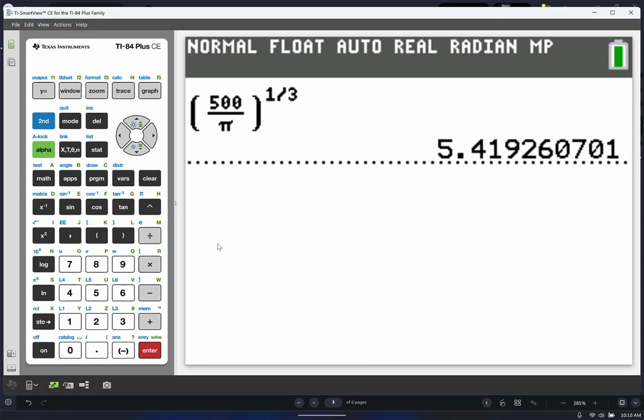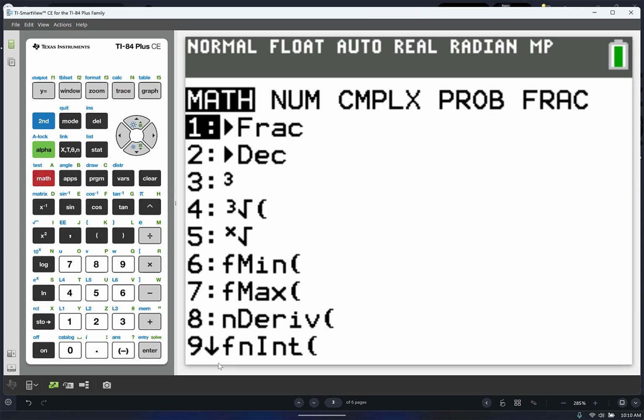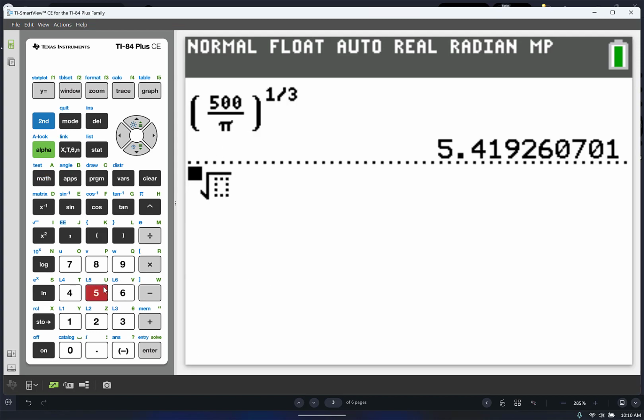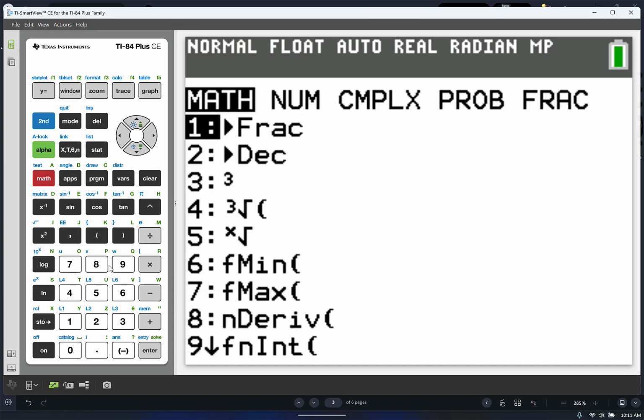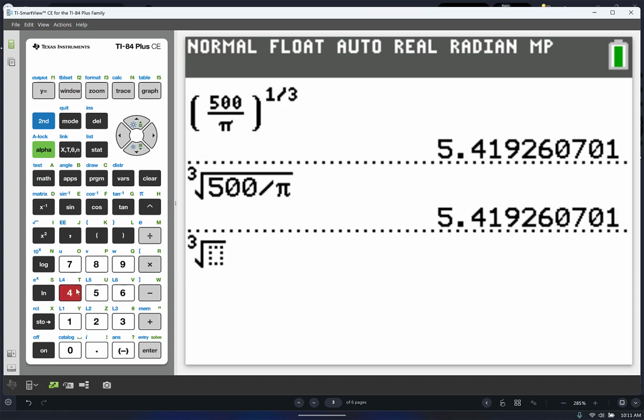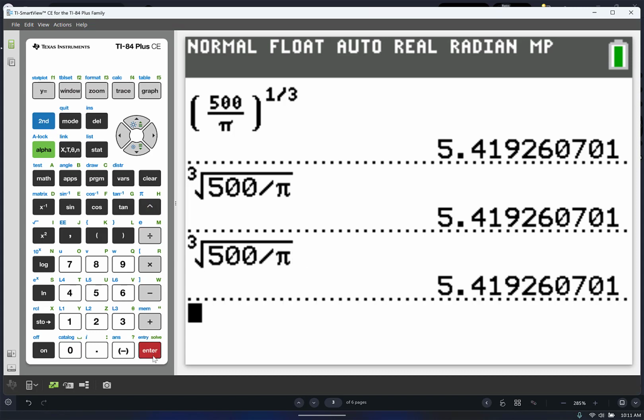If you do math and you do number 5, you can also do cube root of what you guys just did, 500 divided by pi, what Guerrero just told us. You can also click 4 because that gives you the automatic cube root. Look at all these different ways your calculator can do it, a whole bunch of different ways.